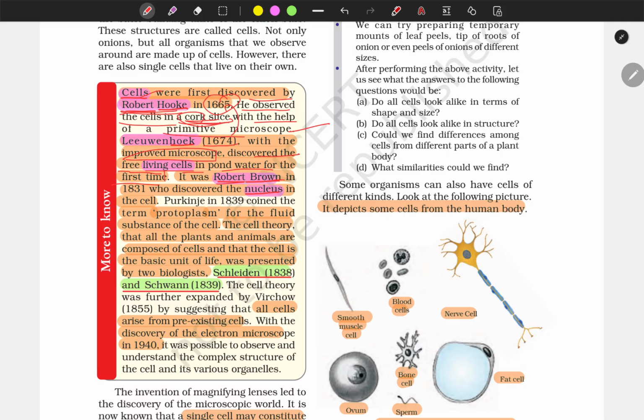Then it was Robert Brown in 1831 who discovered the nucleus of the cell. Protoplasm is the fluid substance of the cell; this term was coined by Purkinje. Protoplasm is the fluid in the cell. Suppose this is a cell; whatever is inside, there will be the nucleus, and there will be other things also. The whole thing is called protoplasm.